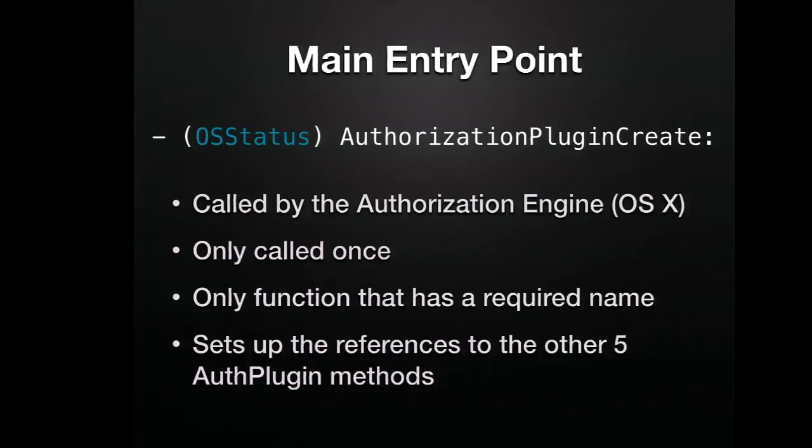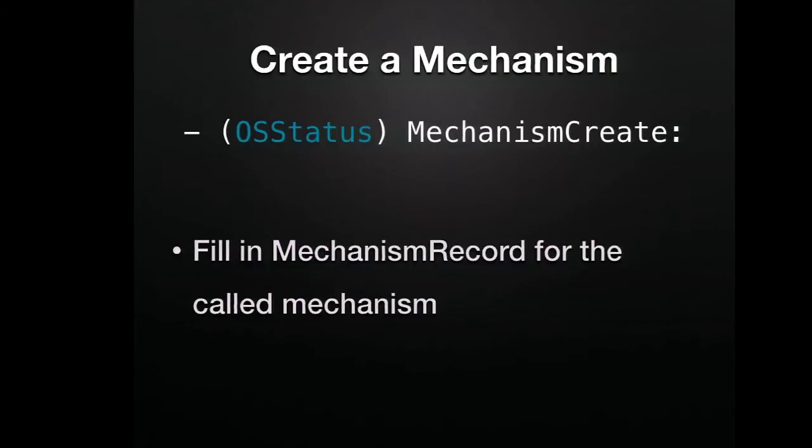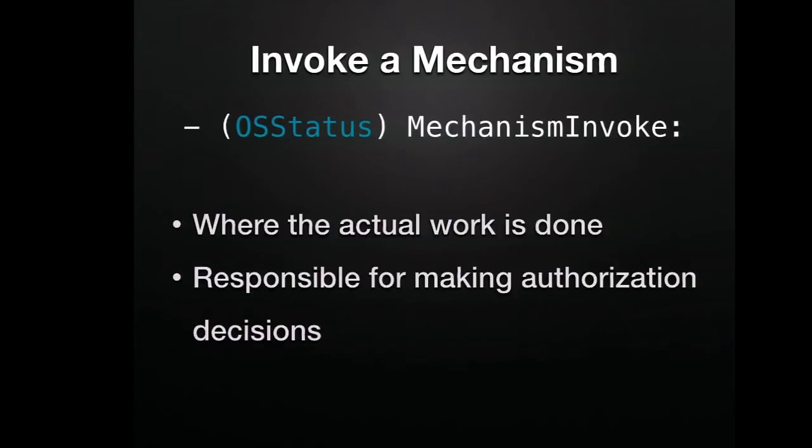Required to set up the references to the other methods that we're going to be defining in this class so it can hand them back to the authorization engine. We have mechanism create, which will fill in the data for the mechanism record that we set up. And then mechanism invoke, and this is where all the work is done. It's responsible for actually making the decision.